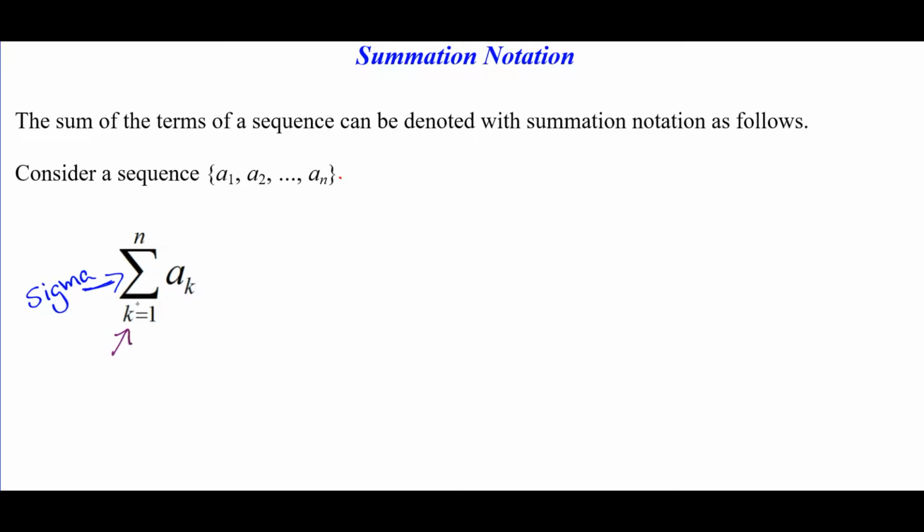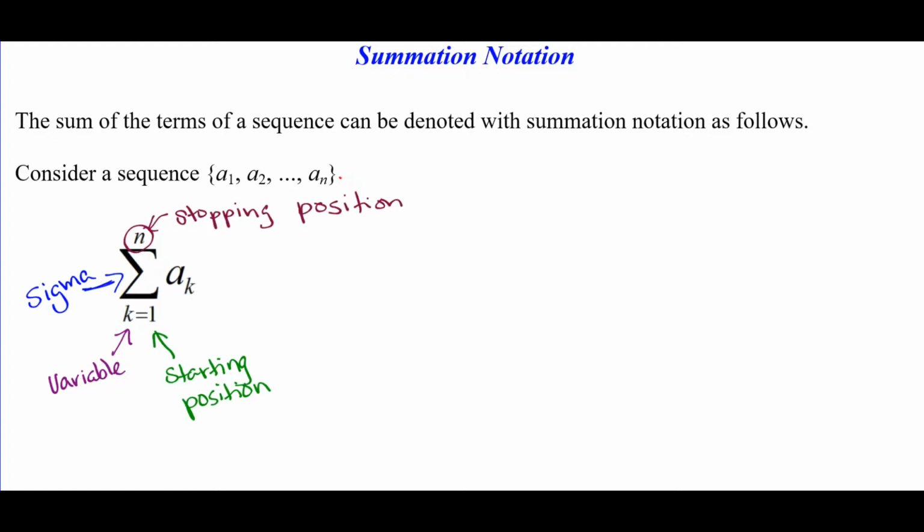And then underneath the sigma notation, you're going to have some variable equal to a number, and this is your starting position. So what position in the sequence do we want to start adding up the terms? And then above the sigma notation, you're going to have another value or variable, which will be your stopping position. And then after the sigma notation, you're going to have an explicit formula for a sequence. So this formula here would be the formula that we're going to use to generate the actual terms that we will then add up. So let's look at some examples here.